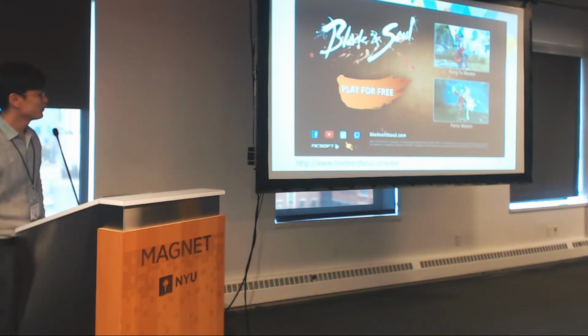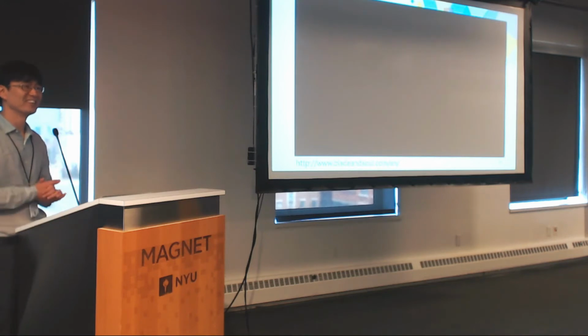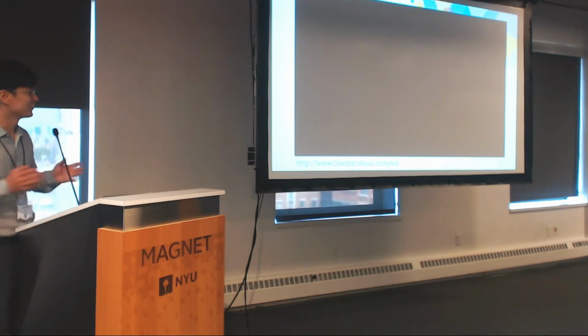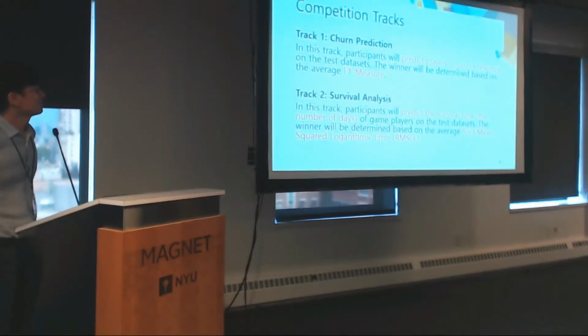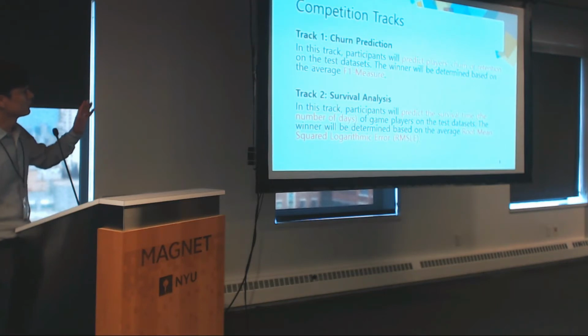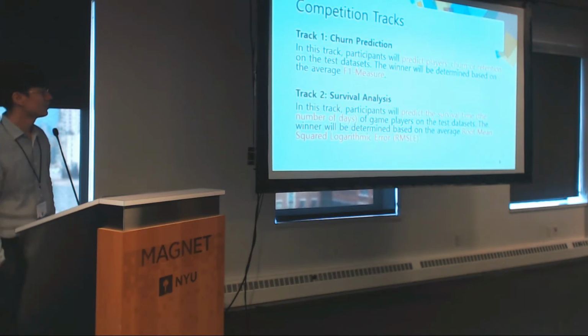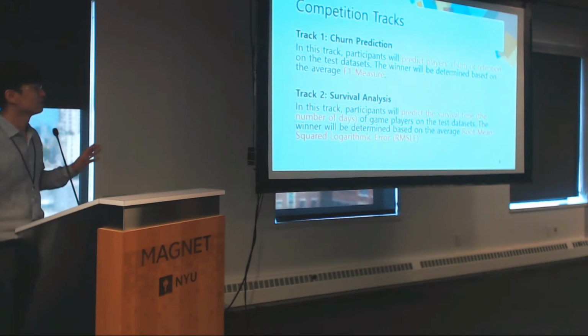So this is a free game, so you can try it. If you want to start a study... Okay. And we have two tracks: the churn prediction track, where we use the F1 measure to rank the entries, and the second track, the survival analysis track. Because this is a regression problem, we adopt the root mean squared error measure to rank the entries.